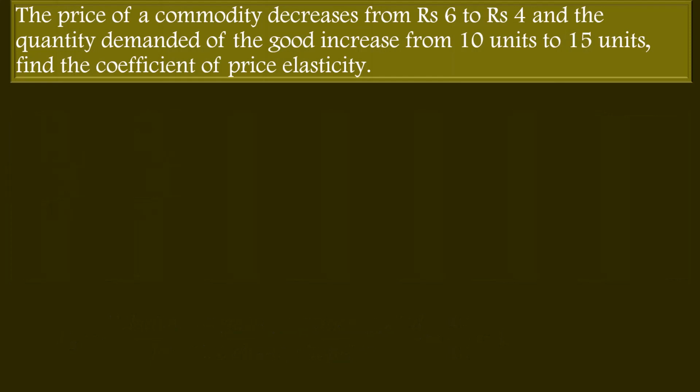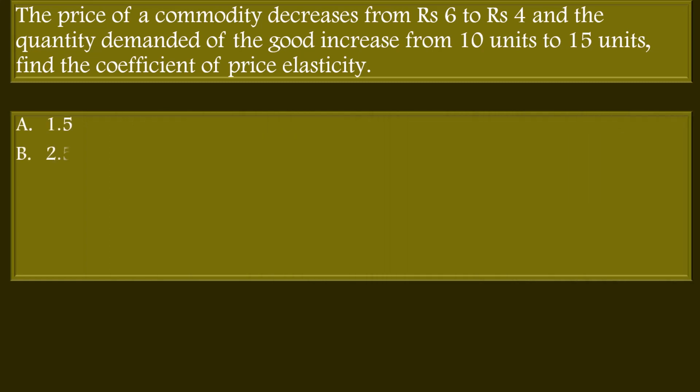Eighth question. The price of a commodity decreases from 6 rupees to 4 rupees and the quantity demanded of the good increases from 10 units to 15 units. Find the coefficient of price elasticity. Options A 1.5, B 2.5, C negative 1.5, D 0.5.